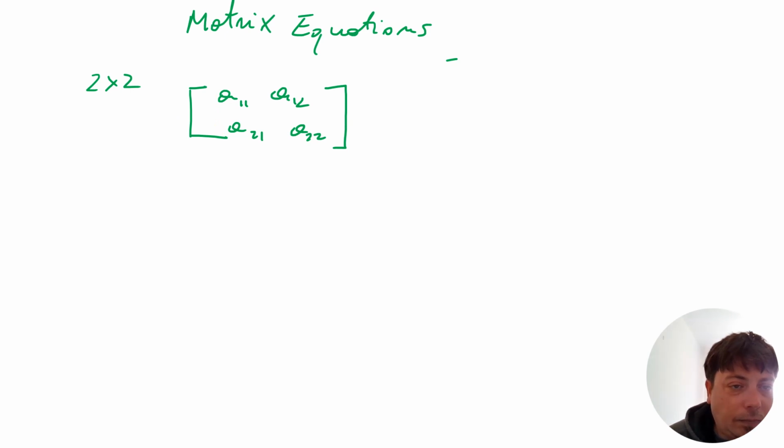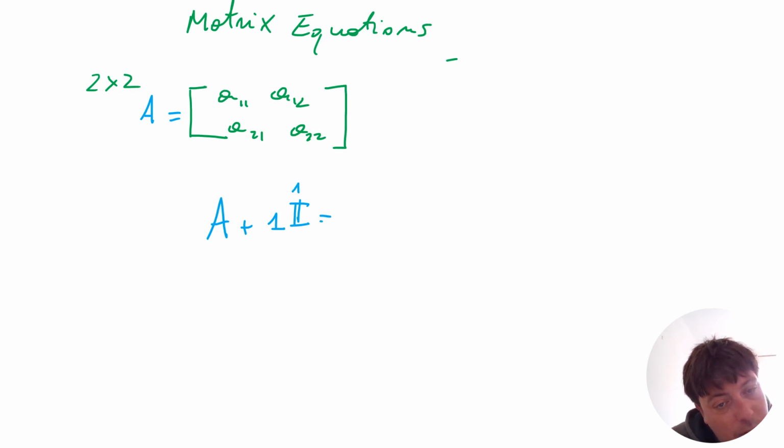Okay, so matrix. So first off, how does a matrix equation look like? Let's call this matrix A. I will not bother putting some decoration on A. Let's just call it A. And let's say A plus one identity is equal to 0.